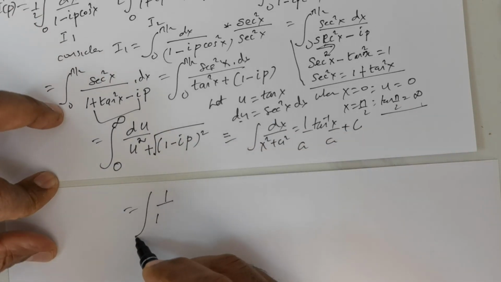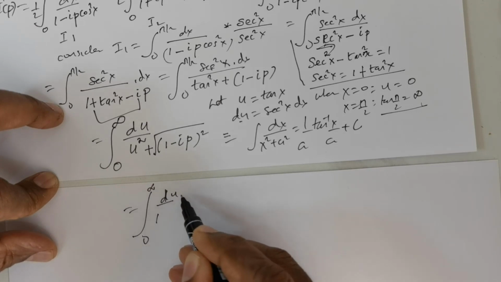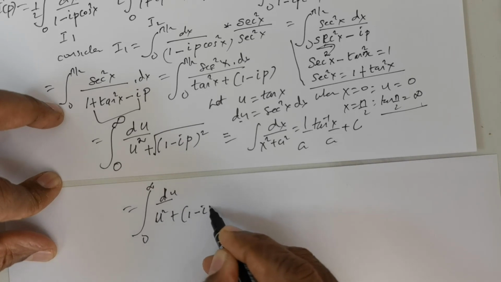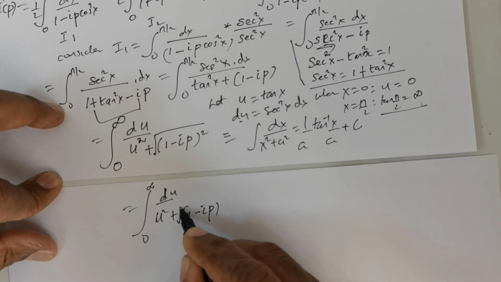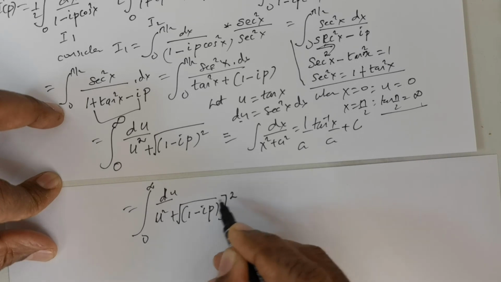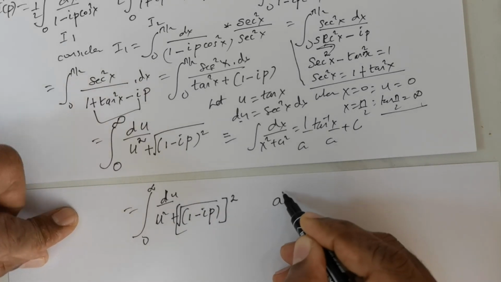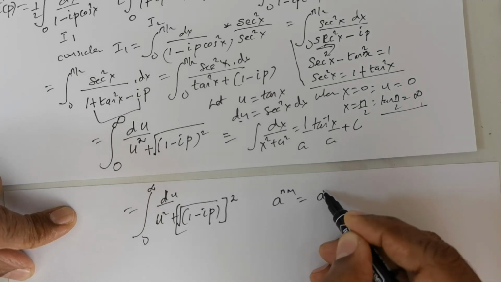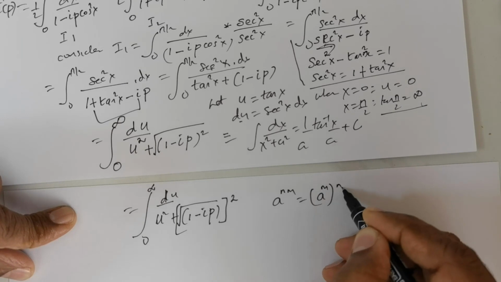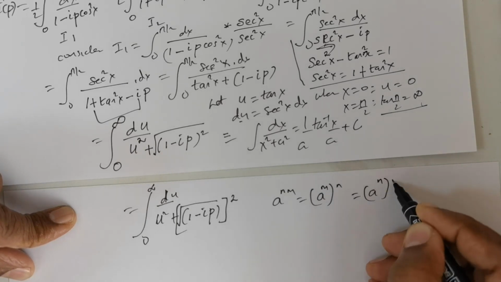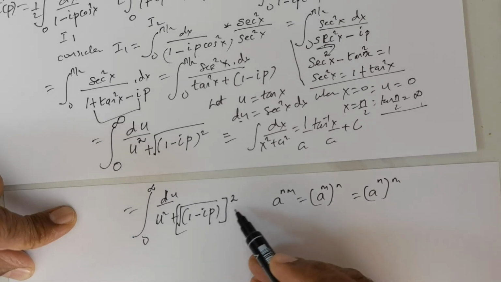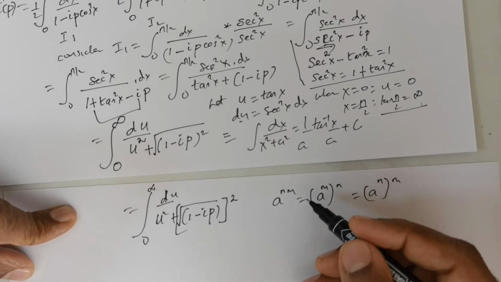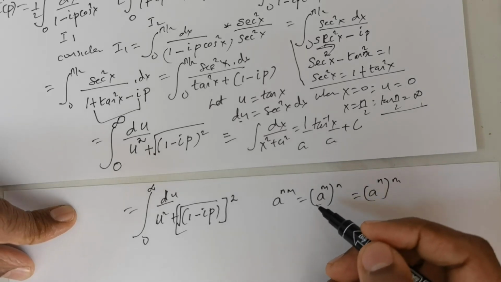So this is equal to the integral from 0 to infinity. Let me rewrite it like this: du over u squared plus (1 minus i p). I'm taking the square root, then I will place the square there. It's possible because a raised to the power of n times m can be rewritten as a raised to the power of m, the whole raised to the power of n, or a raised to the power of n, the whole raised to the power of m. That also goes for the values of m being in p over q form, or a rational quantity. So I can do that.